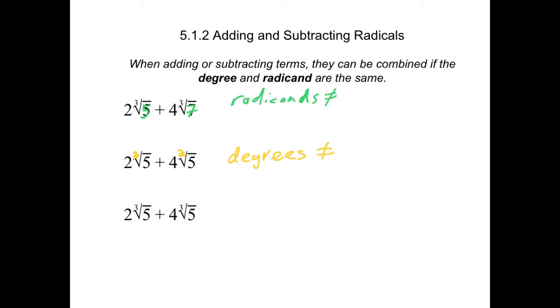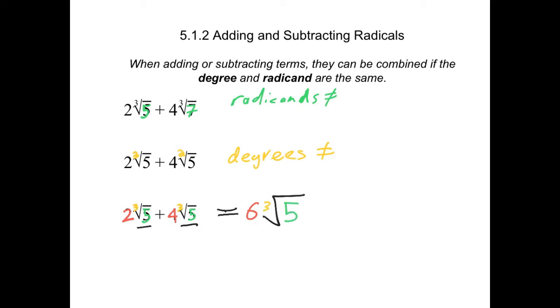Now, going on to the final one, we have 2 times the cube root of 5 plus 4 times the cube root of 5. Well, degrees are the same. That's a match. And the radicands are the same. That's a match. So how does this simplify? We're going to take the two coefficients and add them together, and the radicals themselves will not be changed. Adding these up, this is 6 times the cube root of 5.